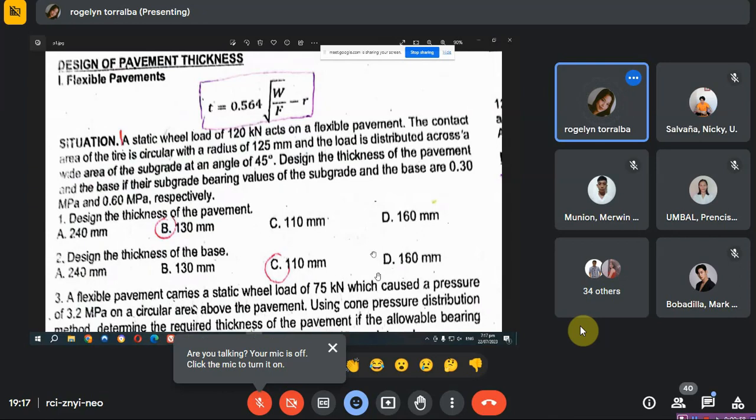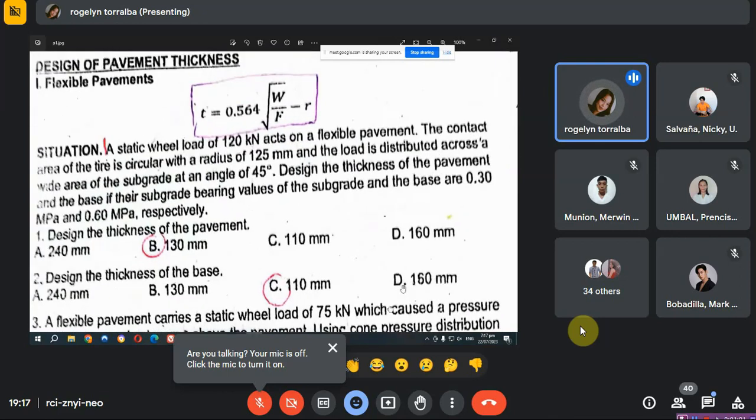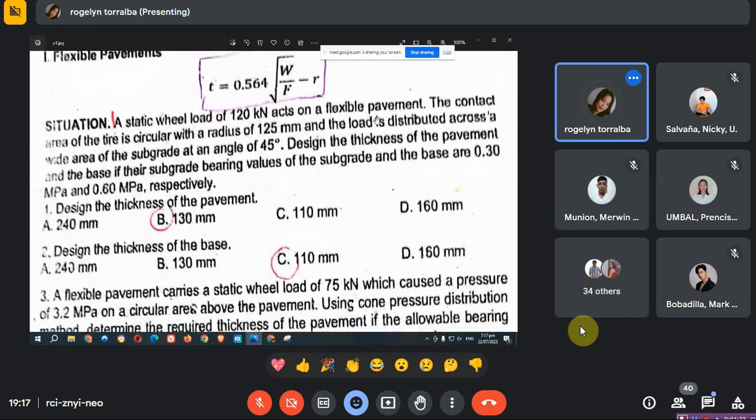Okay? For our flexible pavement, we have two kinds of pavements: the flexible and the rigid pavement, which will be discussed after this flexible pavement. Look at the boxed formula. Thickness T is equal to 0.564 square root of W over F minus R. That's the Radig formula. Let's proceed to the first example.